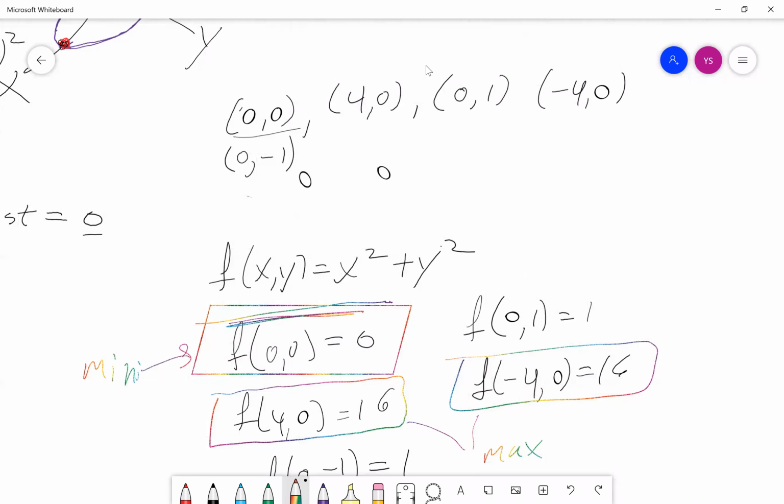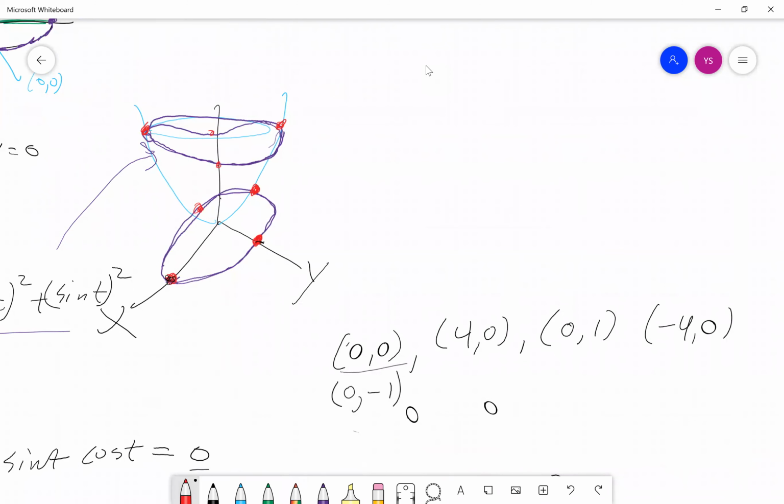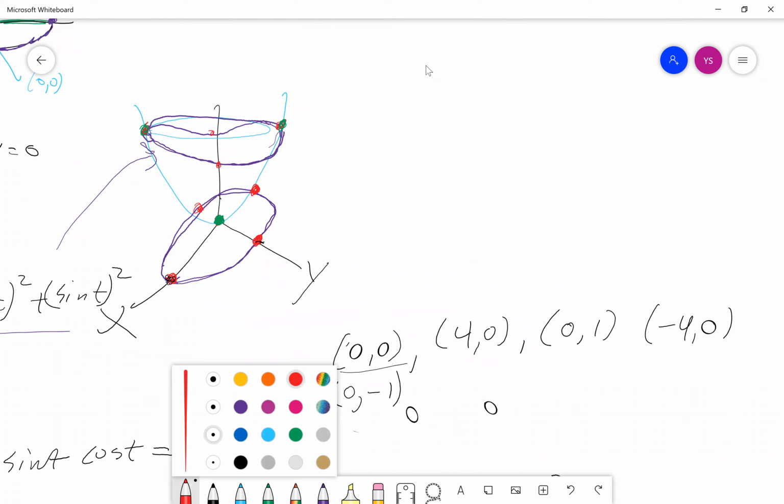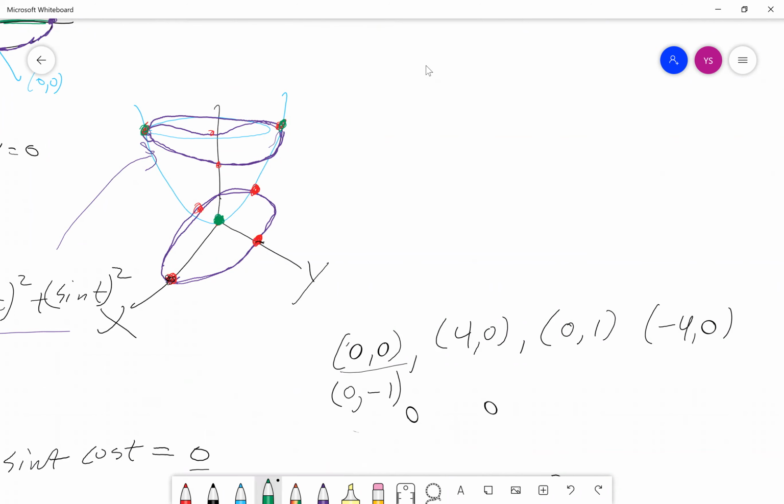Which again makes sense. If we look at this, where is our minimum? It's here. Here's our minimum. And here are our maximums, right? The other two critical points are not as low as this minimum, right? This point and this point are not as low as our minimum and not as high as our maximum. So we have two absolute maximums and one absolute minimum. Any questions about this?